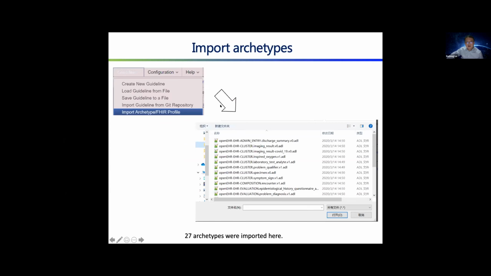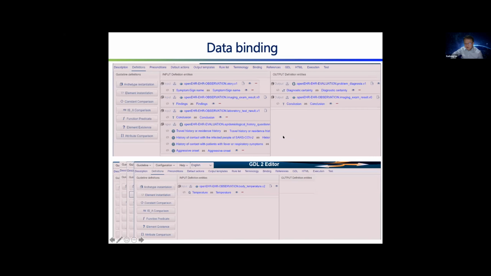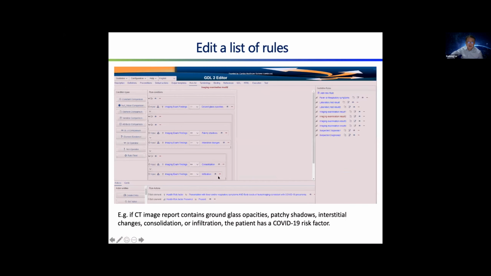I will show some screenshots to see how we model those rules. Firstly, we needed to import all the archetypes we have developed before, and then we needed to data bind these already developed openEHR models to the data elements. In this example, you can see the body temperature archetype can be data bound to a temperature data element.